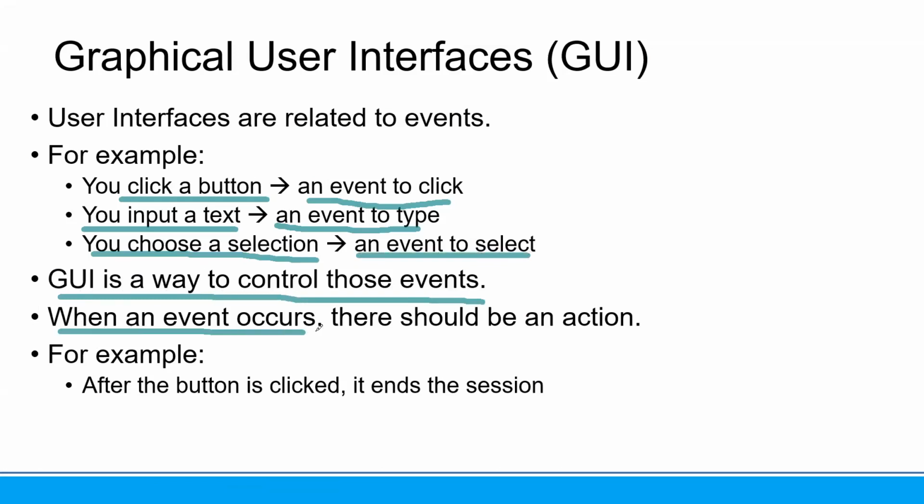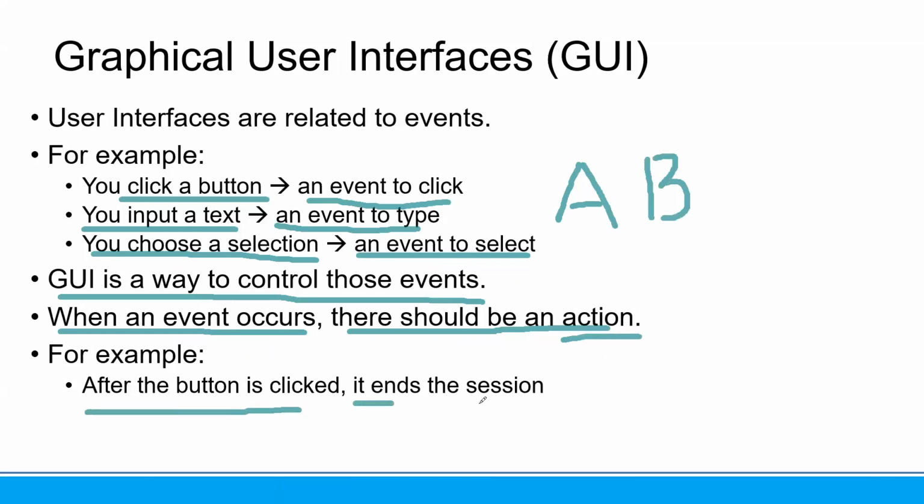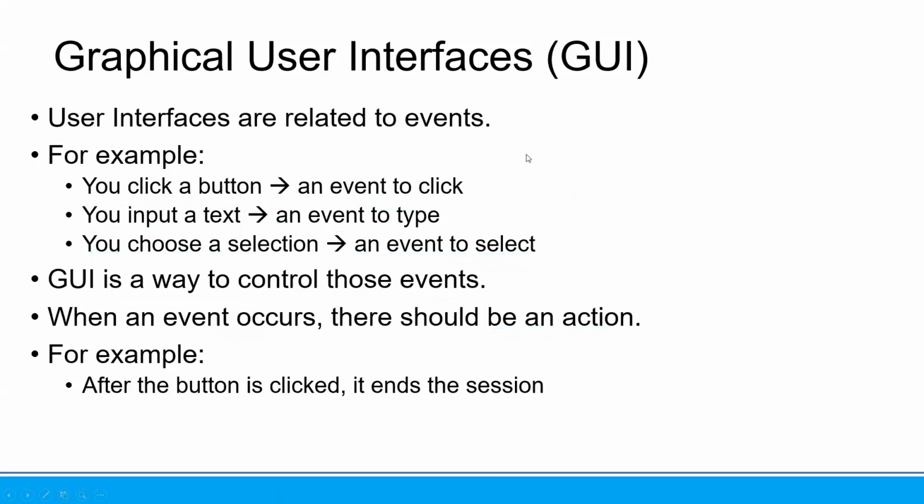When an event occurs, there should be an action. So if you click, what happened? Let's say now I'm writing this one, A. When I click in this monitor, then there will be a letter A. If I again move my mouse like this, then there will be a letter B. So we call this the action. After the button is clicked, it ends the session. For example, if I click this, then it will make all the text disappear. So there will be some kind of action that you need to write in your code.